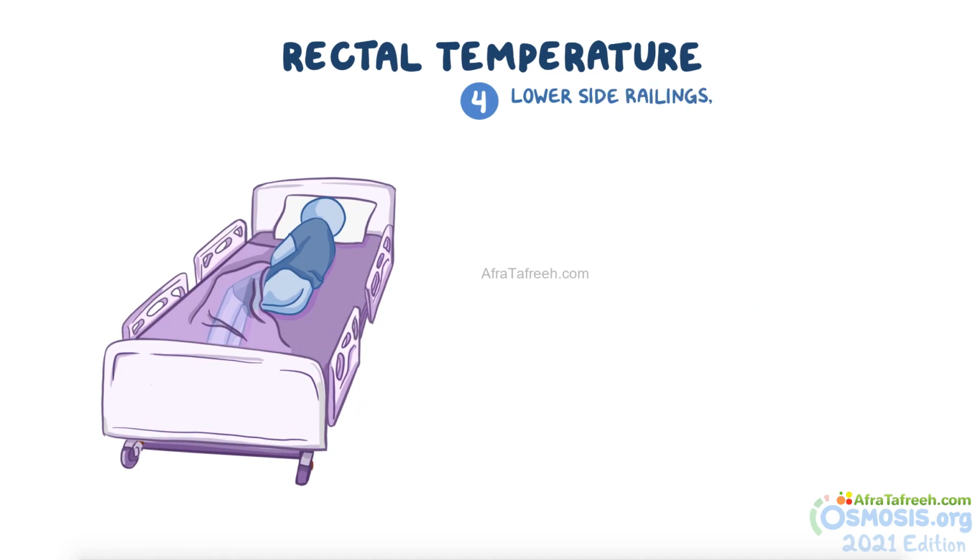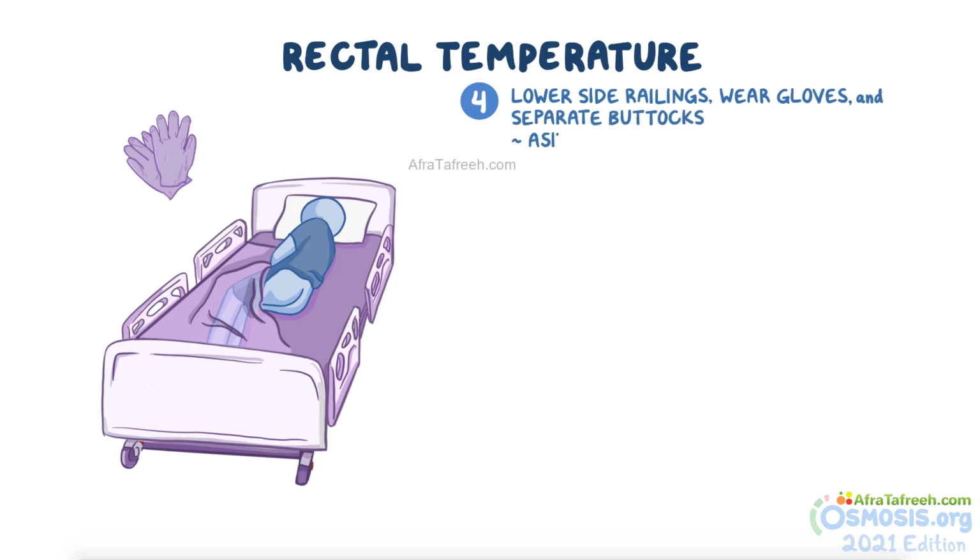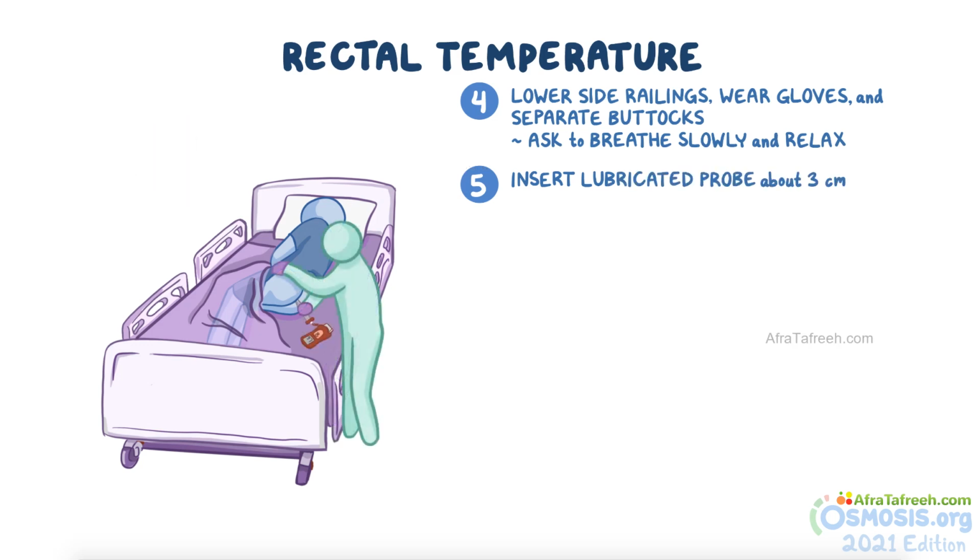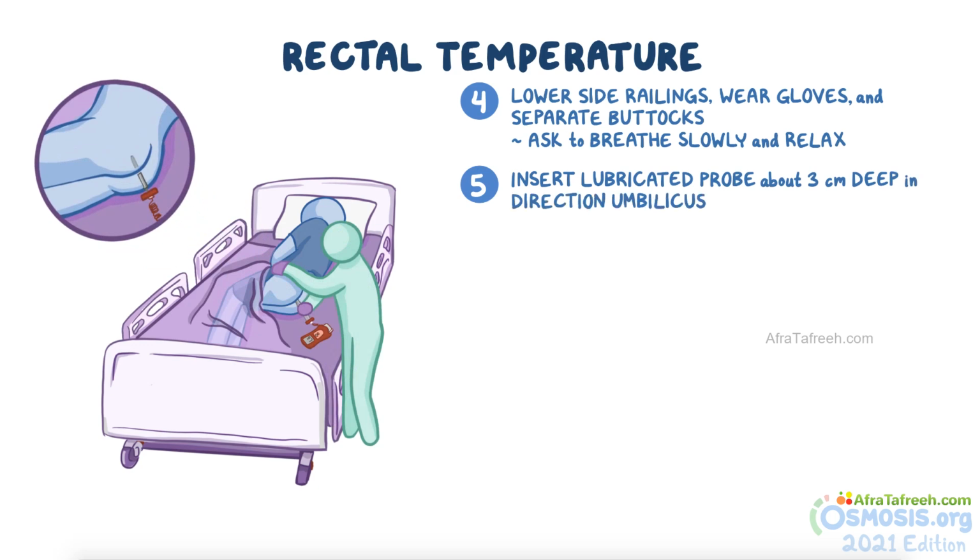Lower the side railings on the side you're working on. Wear gloves and, with one hand, separate their buttocks. Ask them to breathe slowly and relax. Now, insert the lubricated probe about 3 centimeters or a little over an inch deep in the direction of the umbilicus. Make sure to stop and don't force if you feel resistance.